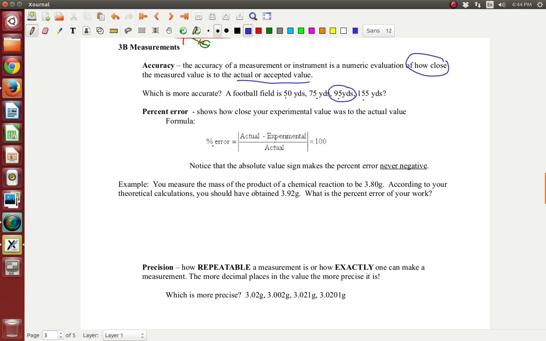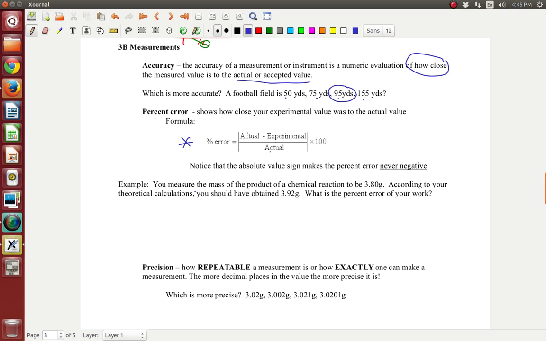Percent error is this formula right here. You need to memorize this if you're honors. You'll be given this if you're not honors. Percent error is the absolute value of the actual amount minus the experimental amount divided by the actual amount times 100. Notice that it's always going to be positive because it has these absolute value symbols right here. You can see other ways of doing this. You might see theoretical minus experimental, like in math. But we're going to use this one right now.